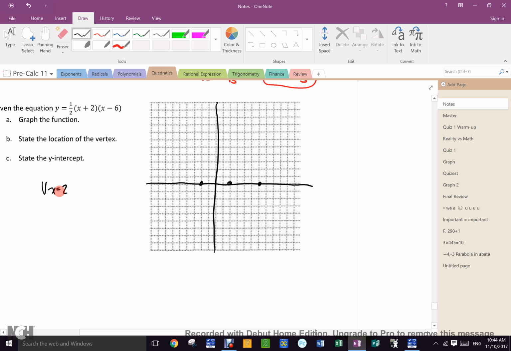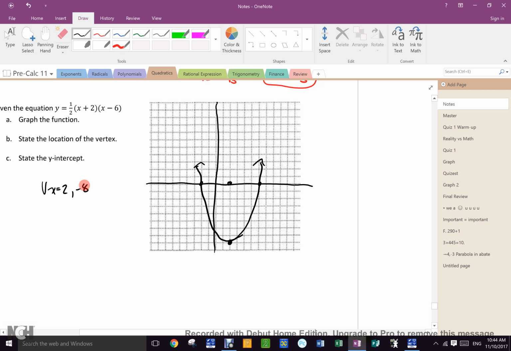What do I do with that number? Sub it in up here. What's 2 plus 2? What's 2 minus 6? What's 4 times negative 4? Negative 16. What's half of negative 16? Negative 8. 1, 2, 3, 4, 5, 6, 7, 8. So my graph now just has to connect nice smoothly to there. There's my graph. Vertex, 2, negative 8 for the second mark.